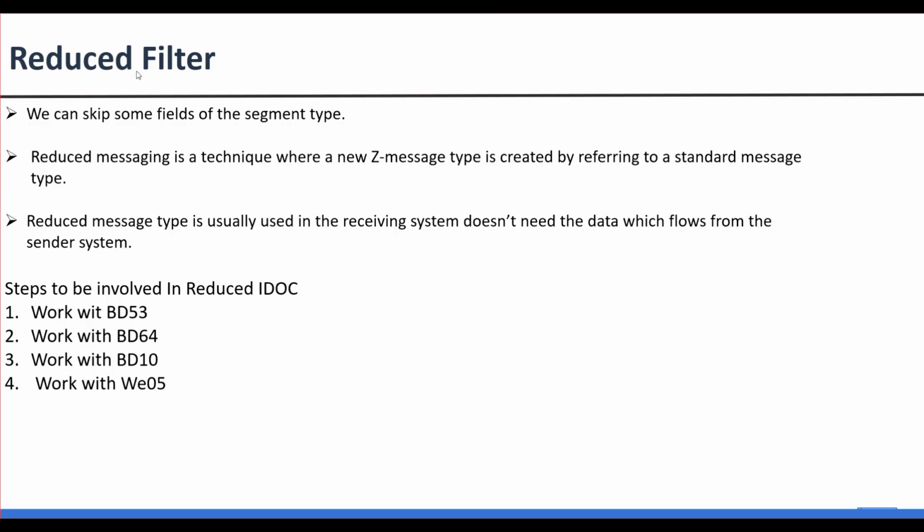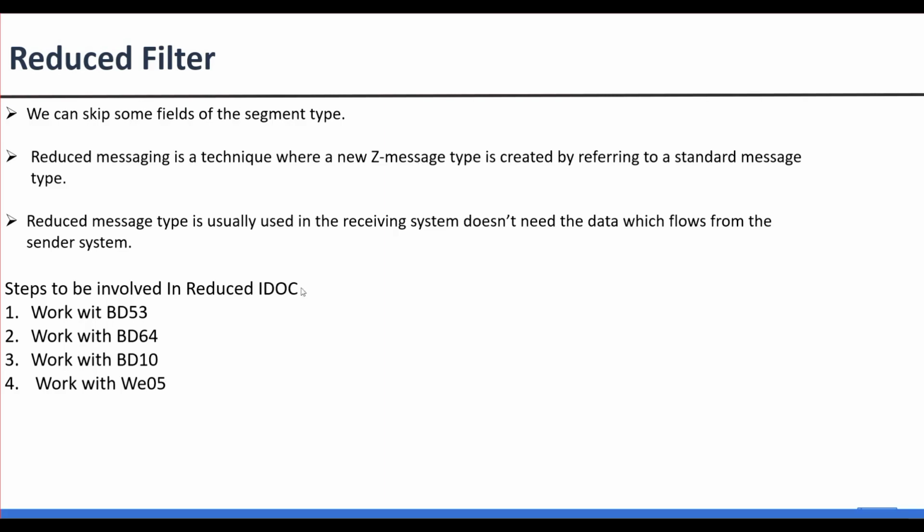If you want to create a reduced filter, you create a new message type based on a standard message type. At the message type level, you can apply the reduced filter. You cannot delete directly from the standard message type. We take a reference from the standard message type and create a new message type, then apply the reduced filter on the new message type.